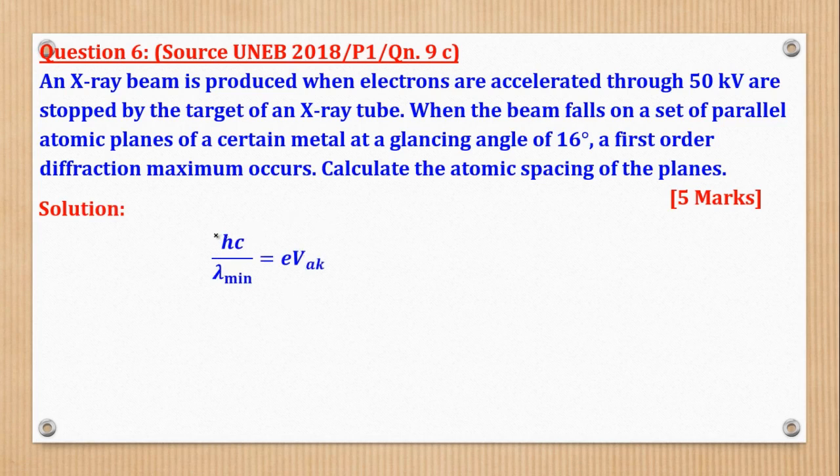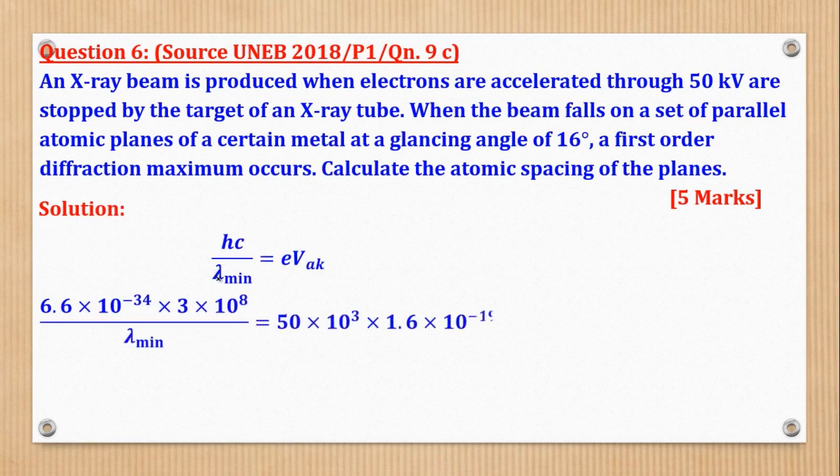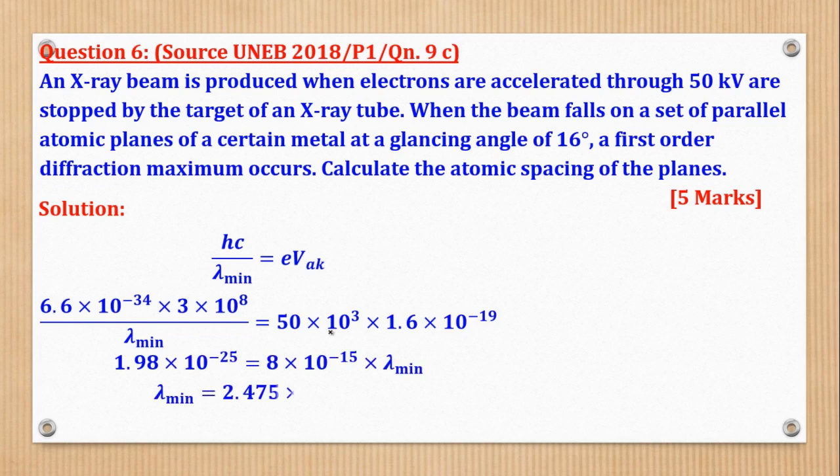So here what we need to know is that hc over lambda is equal to eV. Then we shall substitute to get the value of lambda, which is the wavelength. So h is Planck's constant, c is speed of light in vacuum, this is not known, electronic charge is this, and accelerating voltage is that. So there you can simplify and get the value of wavelength, which is that.